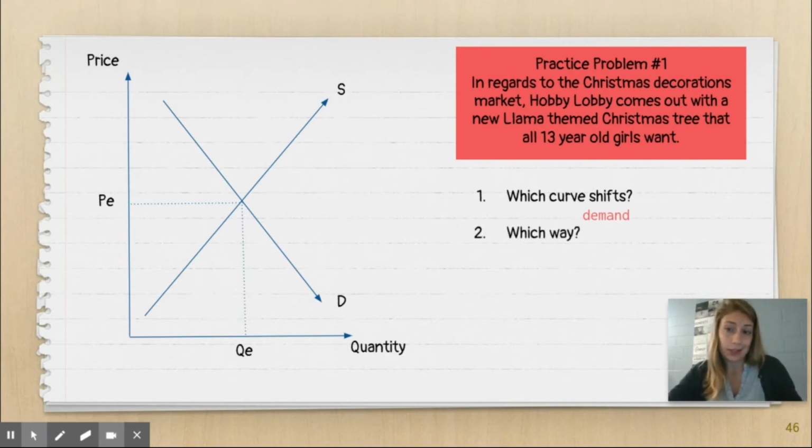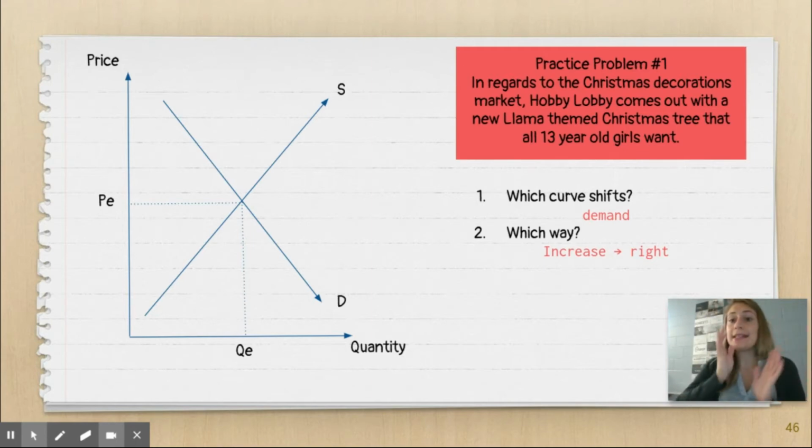But which way is it going to shift? If there is suddenly an increase in the want for these llama Christmas trees, what happens to the demand for them? It'll go up, right? It'll increase because everybody wants this llama Christmas tree. So our demand is going to increase, which means that our line will shift to the right. Remember, when we're talking about line shifting, right is an increase, left is a decrease. And this is the same for our supply and demand.